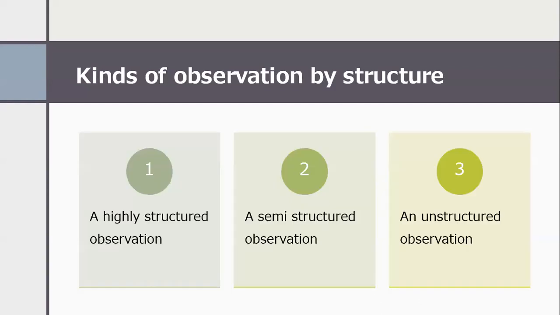Kinds of observation by structure. We have three kinds of observation by structure: a highly structured observation, a semi-structured observation, and unstructured observation. In a highly structured observation, the information is predetermined, in which the observation is recorded. A standardization of condition and of observation provides systematic description.